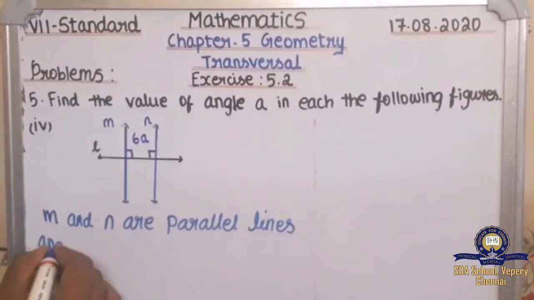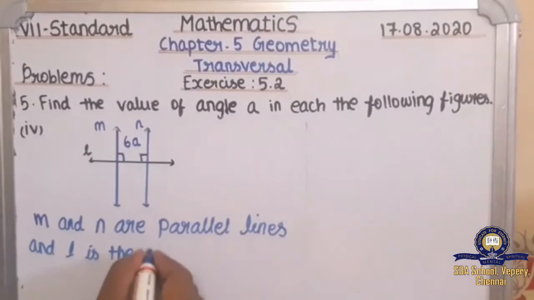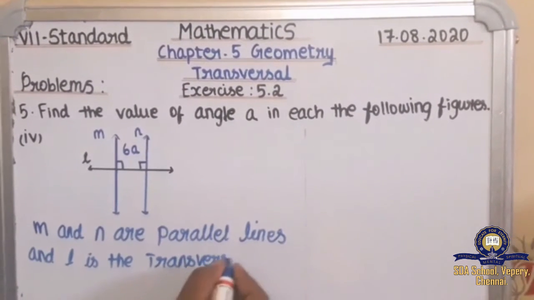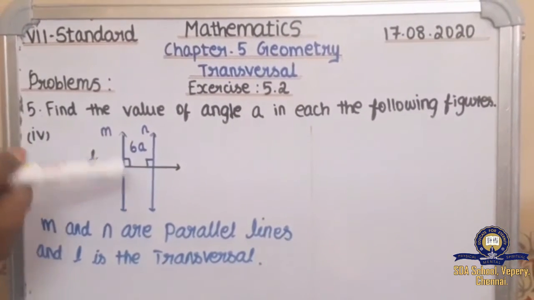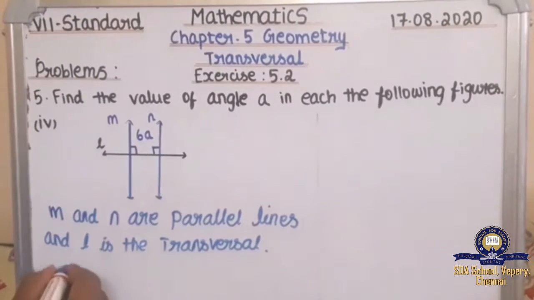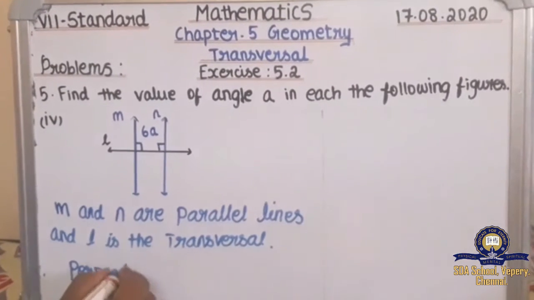And L is the transversal. Here, how do the angles look like? The angles are perpendicular to each other. Therefore, we can write that the angles are perpendicular.